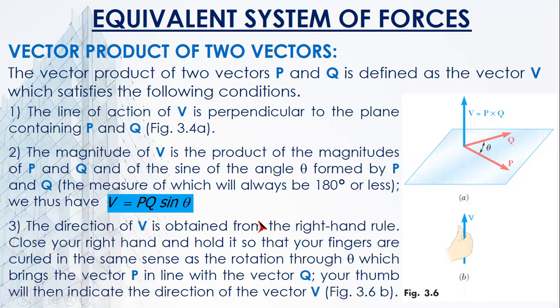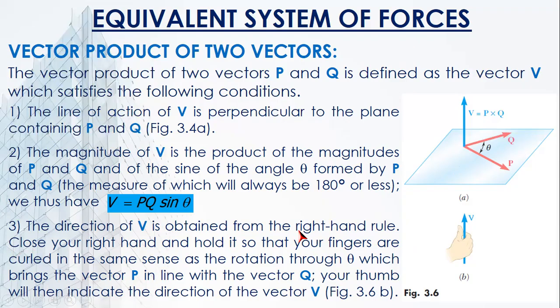The third condition is the direction. Line of action is different from direction. So, if you have a vertical line, that is the line of action. But the direction could be upward or downward. Okay, so they are not the same. The direction of V is obtained from the right hand rule. That is why it is upward here, because this is the result of the right hand rule.